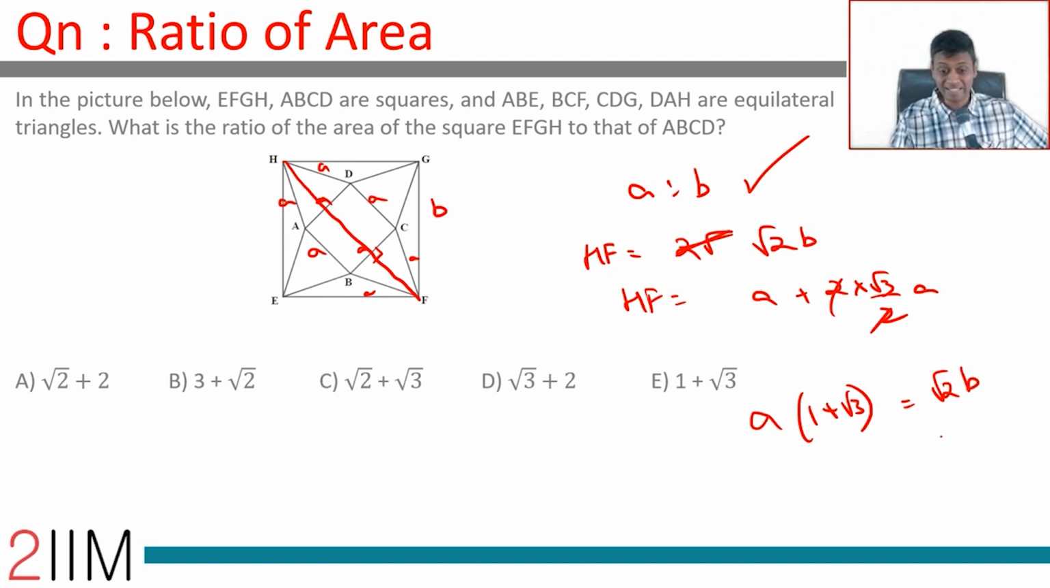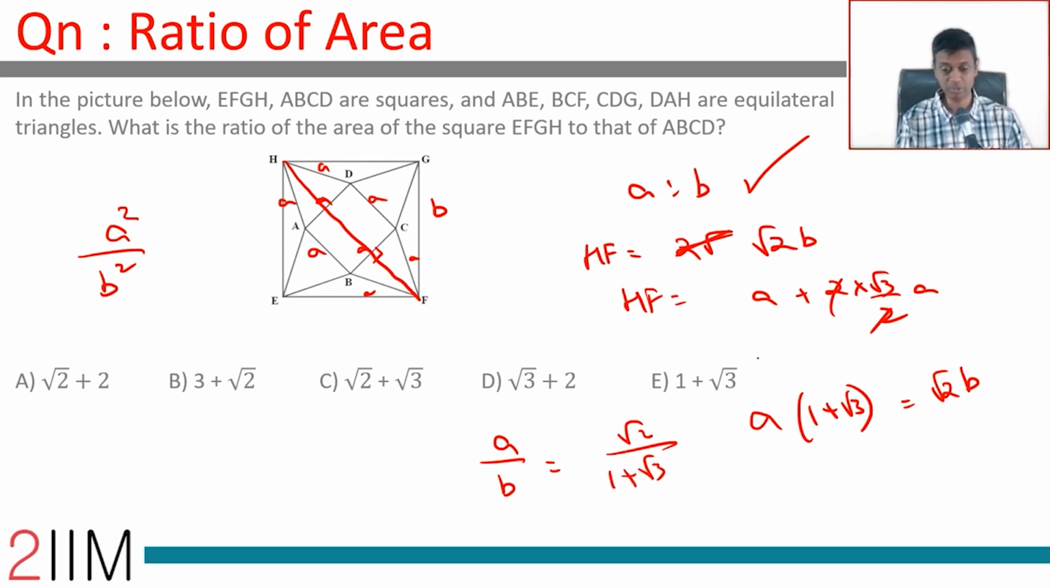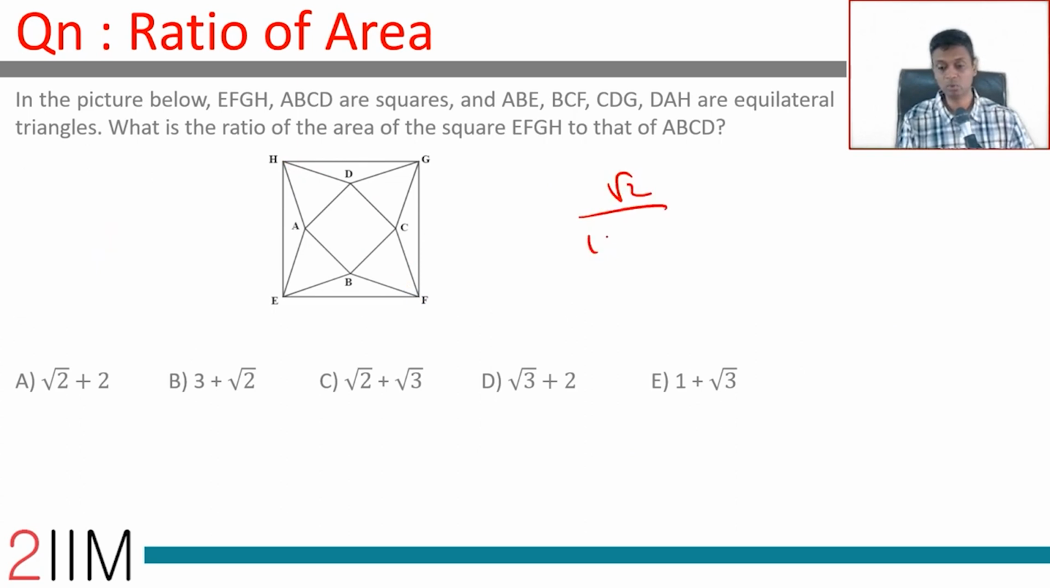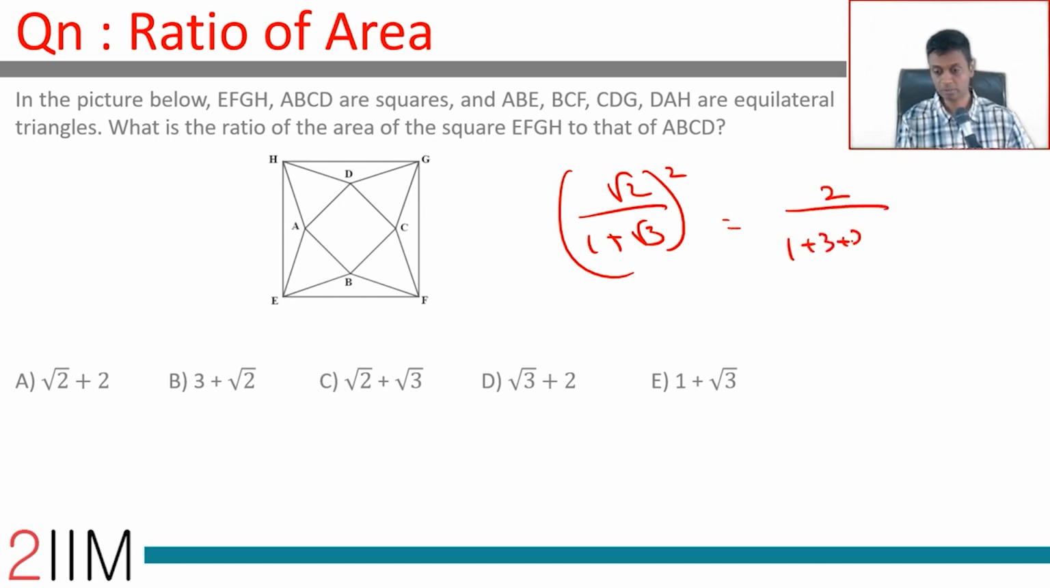We want to find the ratio of areas EFGH to that of ABCD, or we want to find A square by B square. We have A by B. What is A by B? A by B is root 2 by 1 plus root 3. What is A square by B square? That is going to be root 2 by 1 plus root 3 whole square, which is 2 by 1 plus 3 plus 2 root 3, or 2 by 4 plus 2 root 3, or 1 by 2 plus root 3.